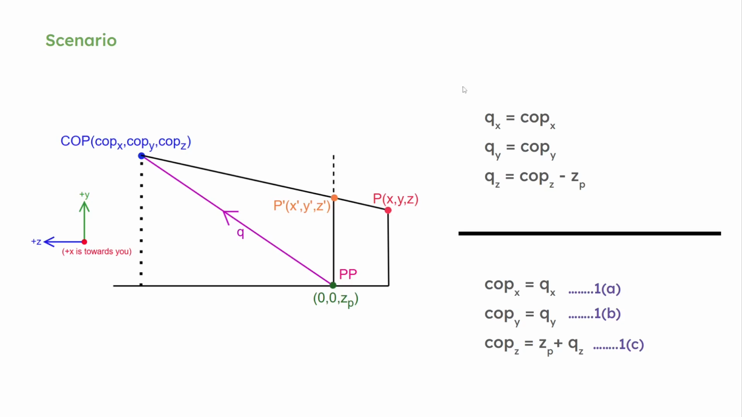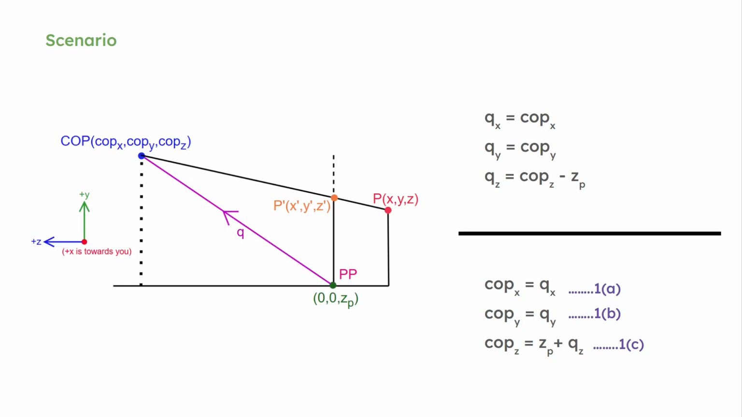Now we will separate these 3 components into 3 separate equations, to be precise. So Qx equals COPx, Qy equals COPy, and Qz equals COPz minus ZP, and we can arrange them into this formation, treating the left-hand side and the right-hand side. We'll mark each of these equations as equation 1: equation 1a, 1b, 1c.